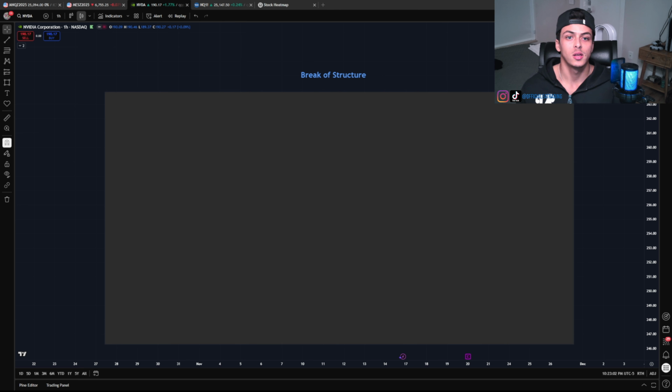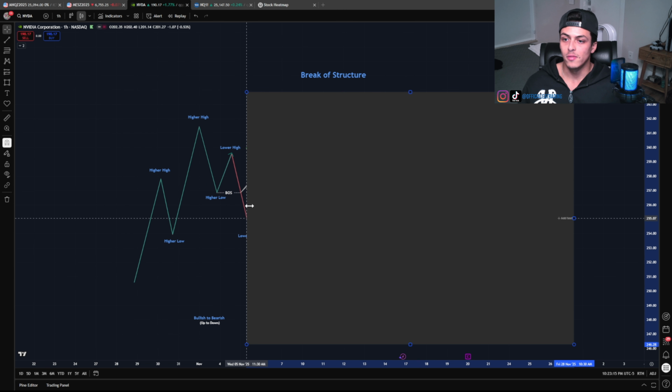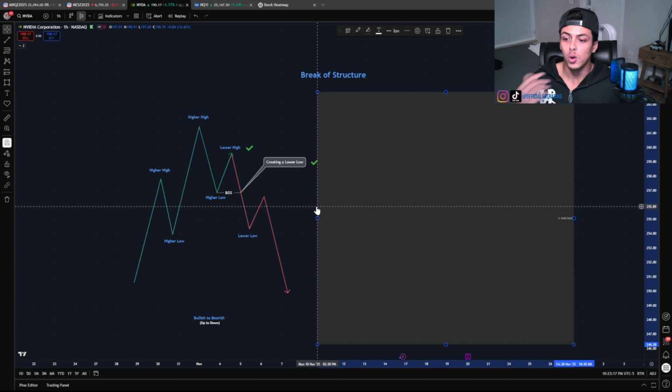So in the market, continuation plays are when you're following the trend. So you're going with the trend. You're going where the market is going. You're moving with the institutions or the banks, right? So today is, again, break of structure. Now, the first thing we have today is bullish to bearish.